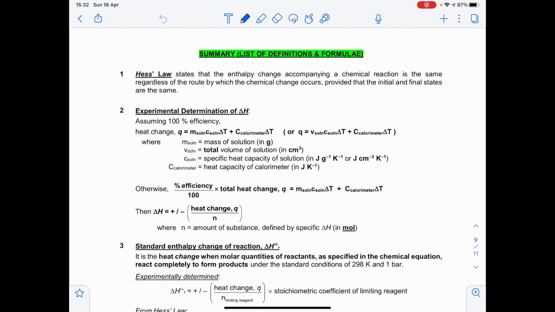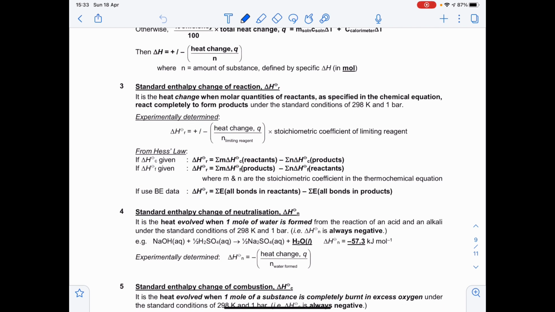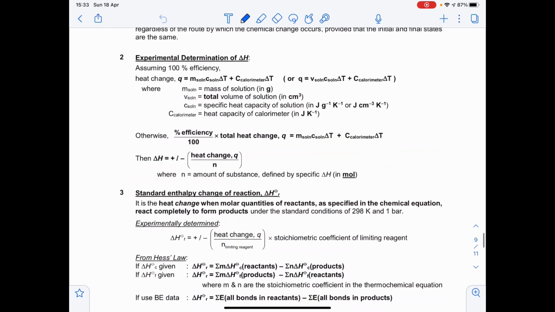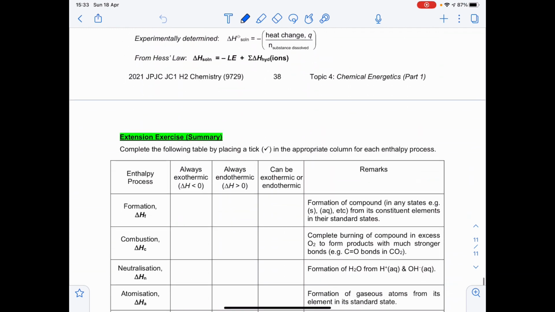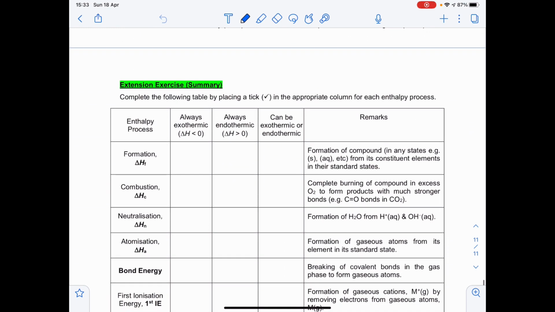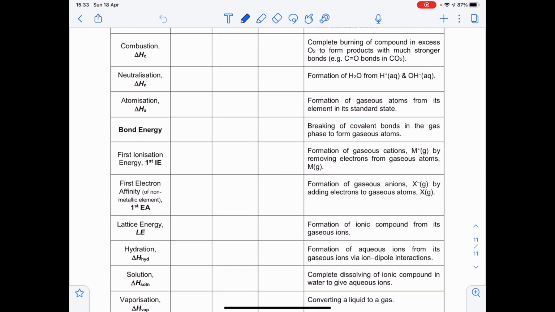The last part of the lecture notes provides a summary of definitions and formulae. To do well in this energetics topic, you must memorize all the definitions and be able to convert each definition to a thermochemical equation to represent the process. So please memorize the whole definition using this summary, and then you will complete this extension summary exercise. The tutor will go through the answers with you in the tutorial.